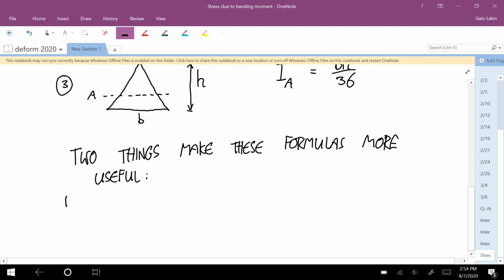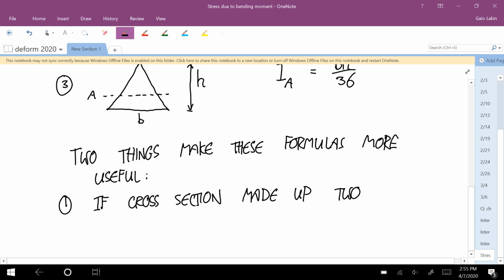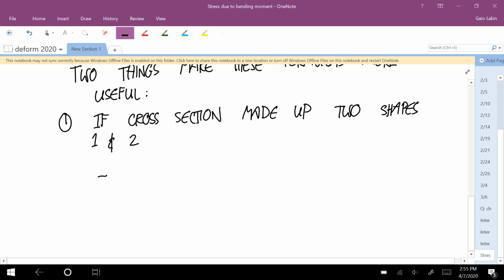The first one is, if a cross section is made up of two or more of these simple shapes, let's say made up of two, though you can obviously keep repeating this to make a more complicated shape, shapes one and two, then the area moment of inertia of the combined shape is equal to the area moment of inertia of 1 about A plus the area moment of inertia of 2 about A.